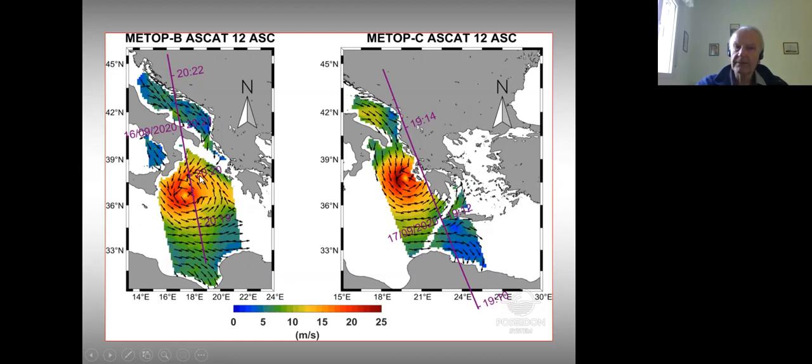And you can see how perfectly they are resolved by these scatterometer measurements, and you can see the velocity, which is much stronger in these small scale structures than over the air. And you can see from one hour to another hour how it progresses eastward.